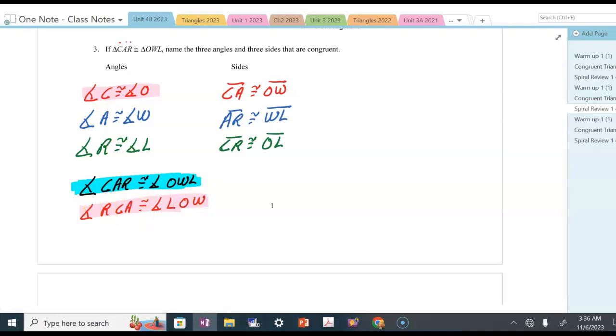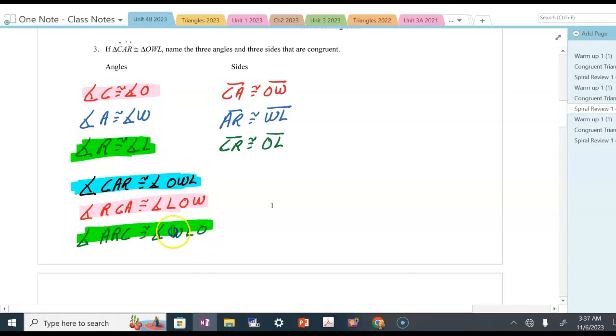And in fact, there's one more. If I wanted R and L, I could say angle ARC. So I want second, third, first. Angle WLO, second, third, first. So the green that I'm highlighting are also the same.